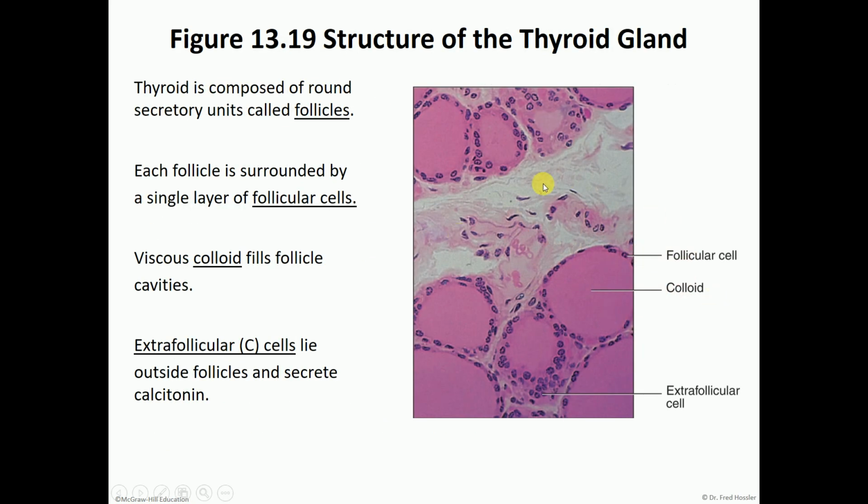Here again is a microscopic picture of the thyroid gland where you can see follicles surrounded by the follicular cells. These are the cells that trap the iodide from the blood, and they make T3 and T4. And then T3 and T4 are going to be stored as colloid attached to a protein. We call that thyroglobulin. Well, we have these extrafollicular or C cells that are found outside of the follicle, and those again are going to secrete calcitonin.